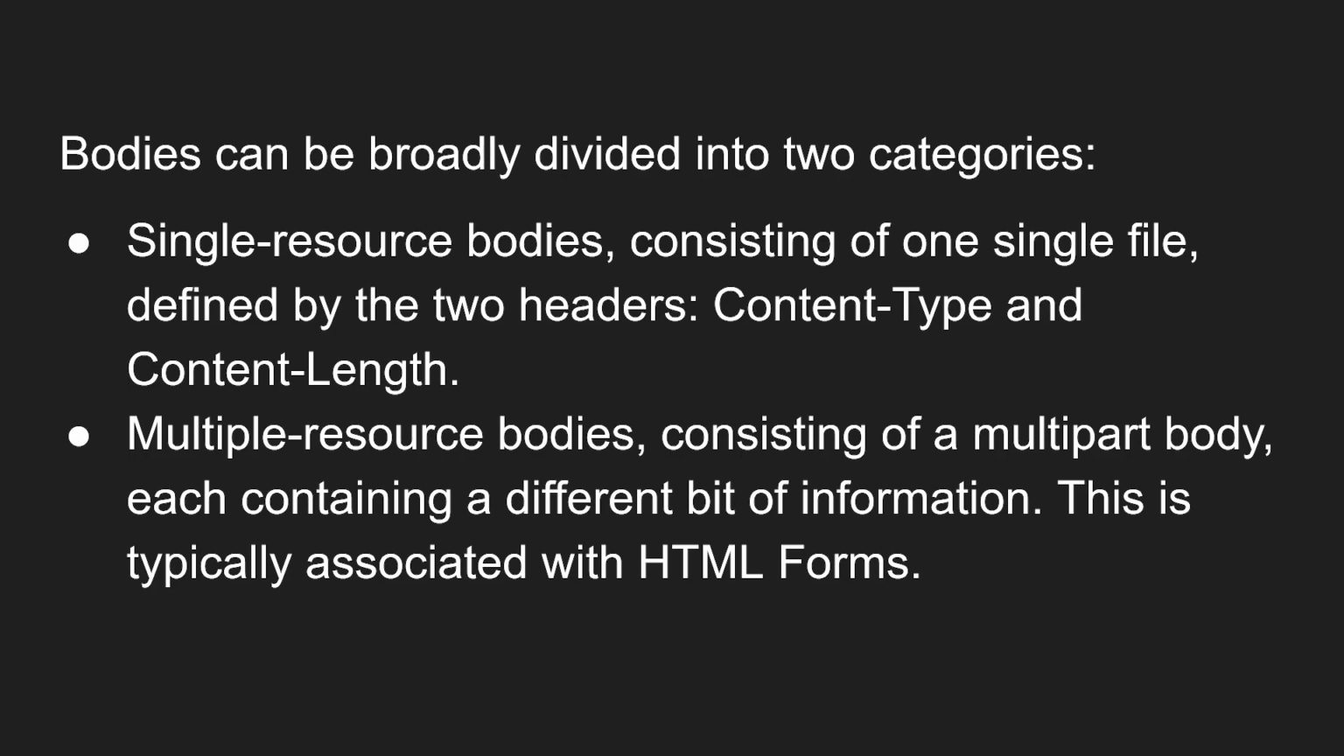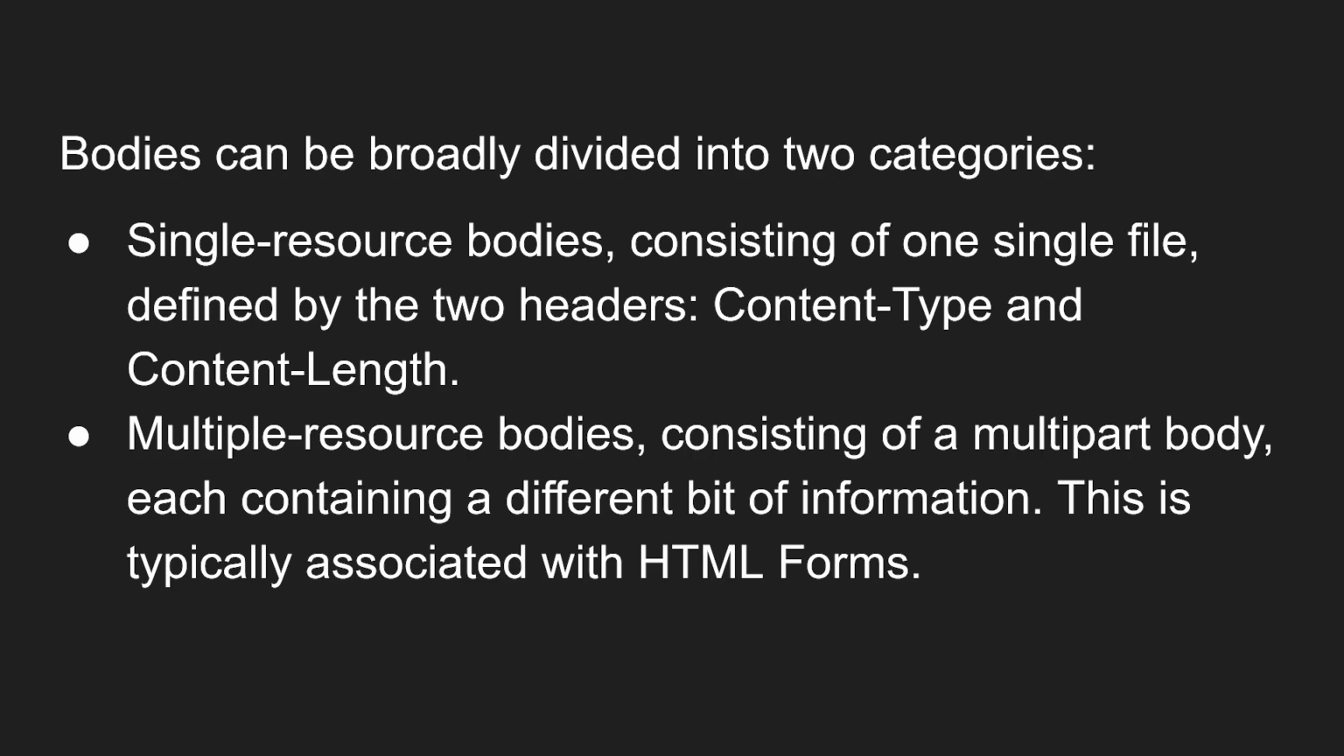Bodies can be broadly divided into two categories. We can send the body in two categories. One is a single resource body, where we send, for example, a single file, defined by two headers, Content-Type and Content-Length. The other is a multi-resource body. When we have multipart/form-data, when we have input type equal to file, these are called multi-resource bodies. This contains a multipart body, which means you will have multiple bodies, each containing a different bit of information. This is typically associated with the HTML form.